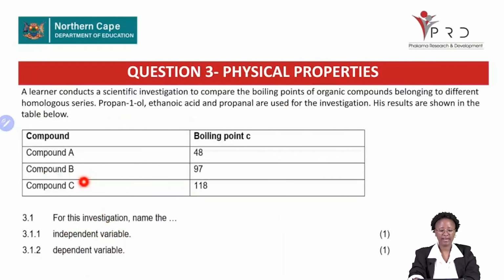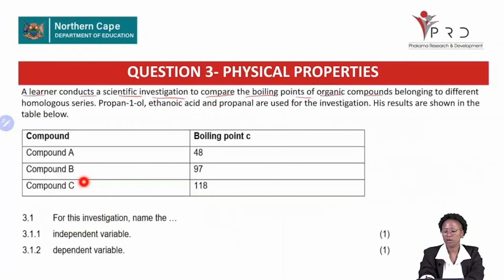Now, welcome back, guys. Let us quickly see what it is that we are given here. We have a learner conducting a scientific investigation to compare the boiling points of organic compounds belonging to different homologous series. Propan-1-ol, ethanoic acid, and propanal are used for this investigation. Here's the result in the table below. We have compounds A, B, and C, and we have the boiling point here.